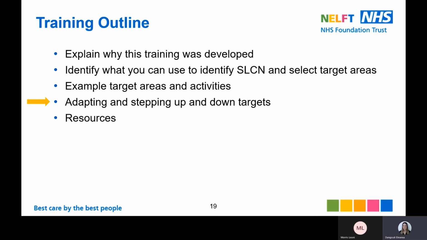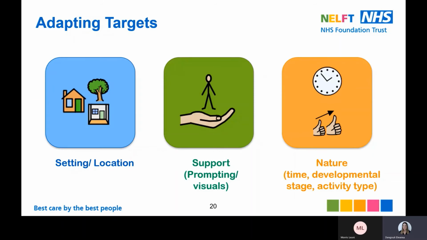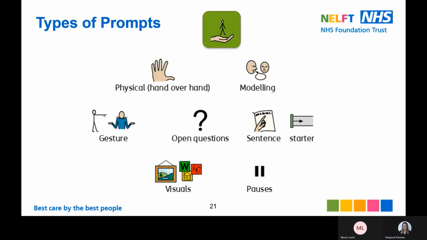So now we're going to talk about adapting and stepping up and down targets. So when considering targets, there are different ways that we can step up and down these targets, and these include changing the setting or location, the support provided, such as prompting and visuals, and the nature of the task, like time, developmental stage, or activity type. So different types of prompts include physical, modeling, and visuals.